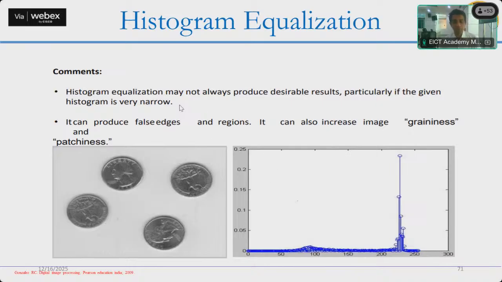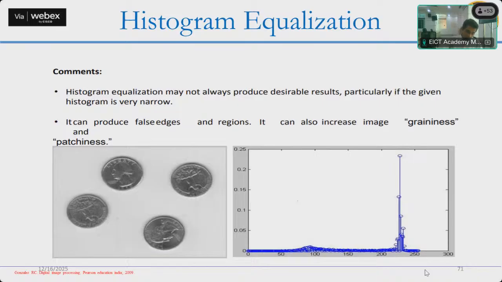What we are saying is that histogram equalization, as we already said, may not always produce desirable results, particularly if the given histogram is very narrow. It can produce false edges and regions. It can also increase image graininess and patchiness. For example, these points were given, and when we plot the pixel intensity values or their histogram, it is limited to only a very small region, between almost 230 to 240 only, if you observe.